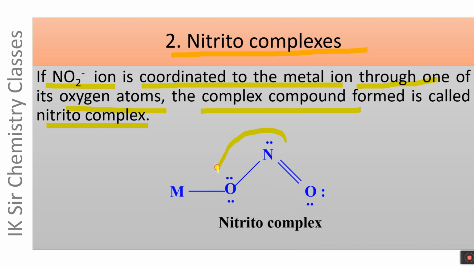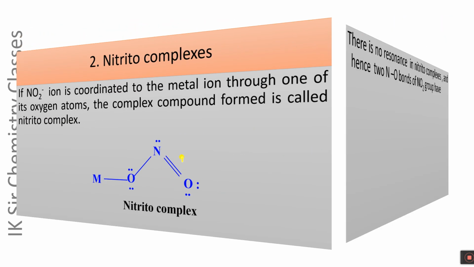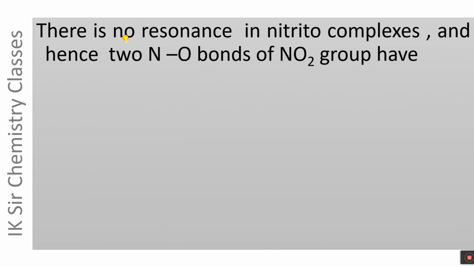The NO2 minus ion is coordinated to the metal ion through its oxygen atom. It must be noted that there is no resonance in the nitrito complex, and hence the two NO bonds of the NO2 group have different bond orders.